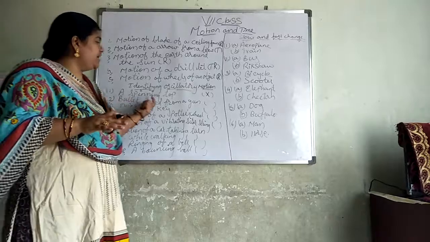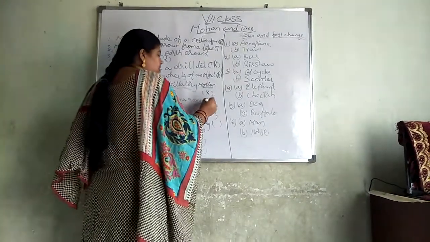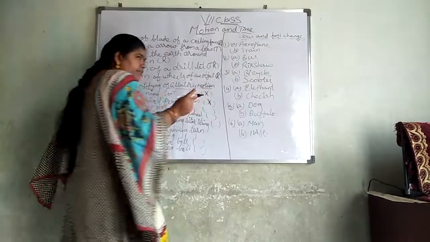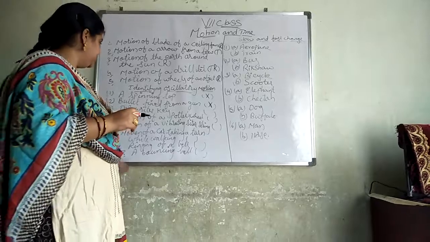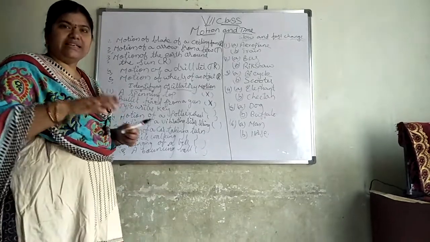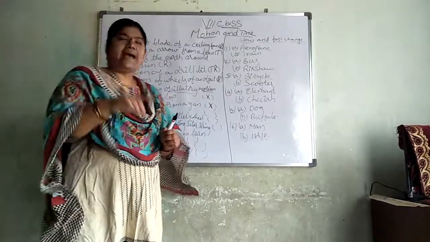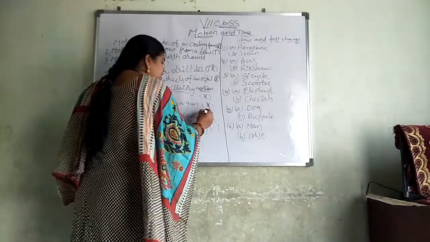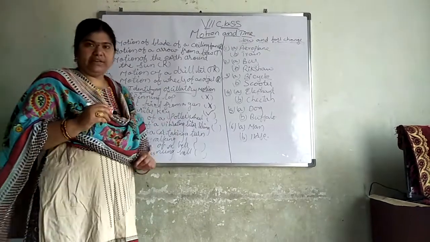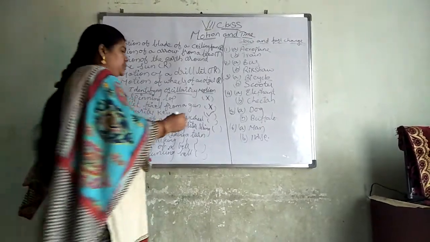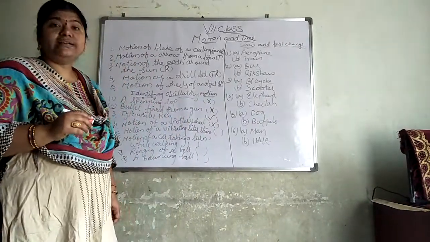Next one, a bullet fired from a gun. That is also not oscillatory motion. When we shoot a bullet, it goes straight, so it is a translatory motion. Typewriter keys: we can see that when we type, the typewriter key moves to and fro, so this is an oscillatory motion. Next one, motion of a potter's wheel. Can we say that one? No, this is also not oscillatory motion. Motion of a potter's wheel is a rotatory motion.